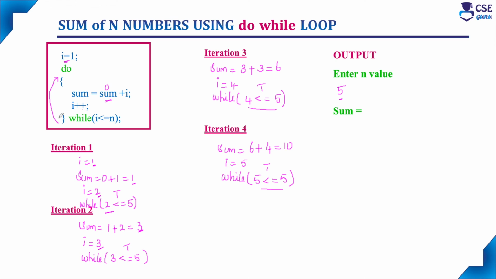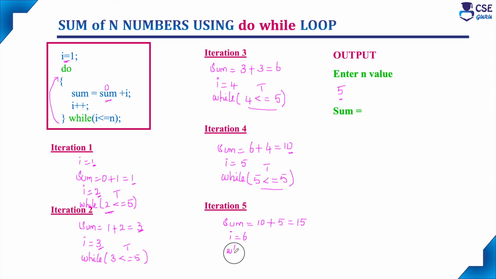It will allow the body of the loop to execute one more time, and that will be considered the fifth iteration. So in the fifth iteration, find the sum. Sum is equal to the previous iteration's sum value 10 plus the updated I value 5. Now we will get 15. Then update the I variable; I gets incremented by 1. Now the I value is 6.